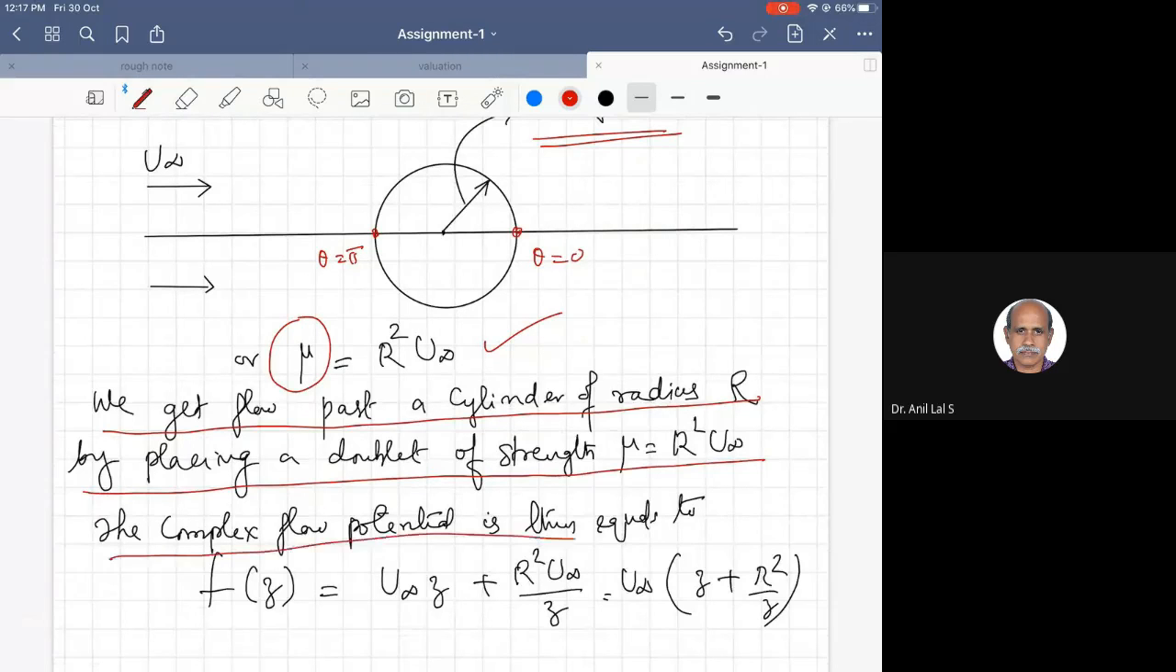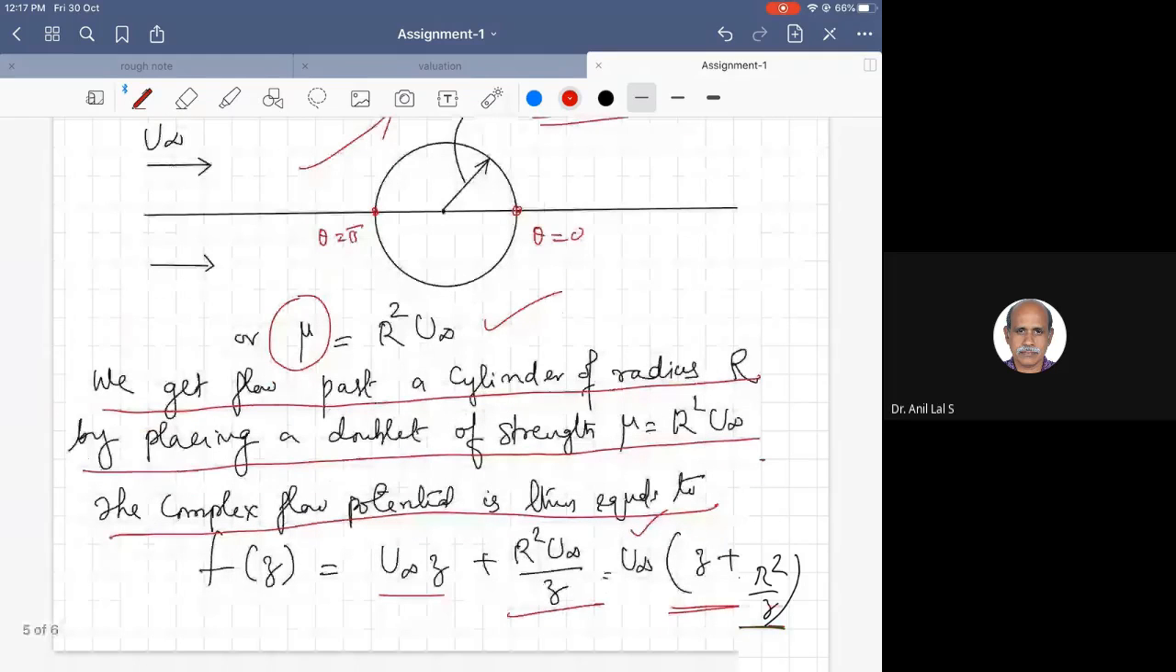So what is the resulting complex flow potential? Now you substitute for mu, you will get F(z) equal to u infinity z plus r squared u infinity by z. So u infinity is common, you take it outside: z plus r squared by z, where r is the radius of the cylinder. So this gives you the complete picture of flow past a cylinder placed like this in a uniform flow. So the fluid will be turning like this. Then there is a tangential motion. So there is a radial motion and a tangential motion. So you can write, okay.